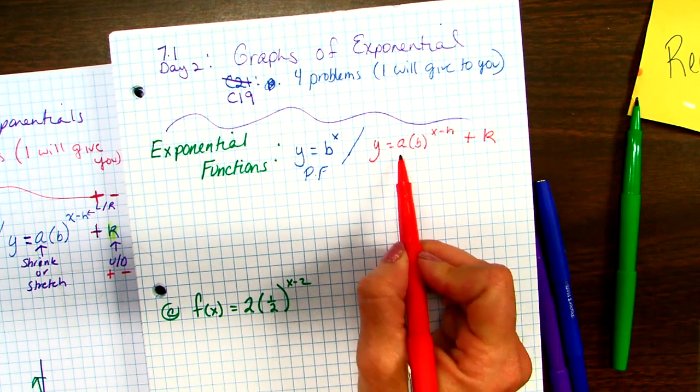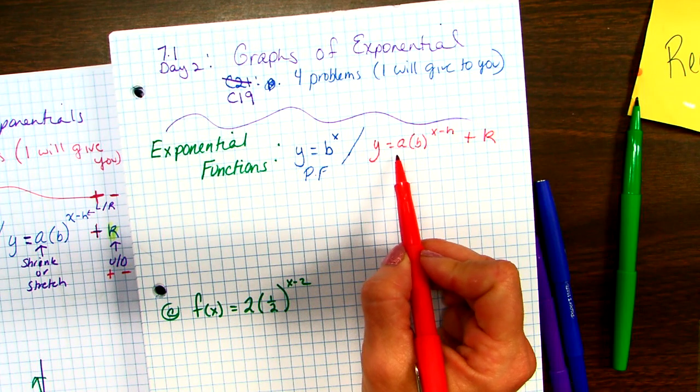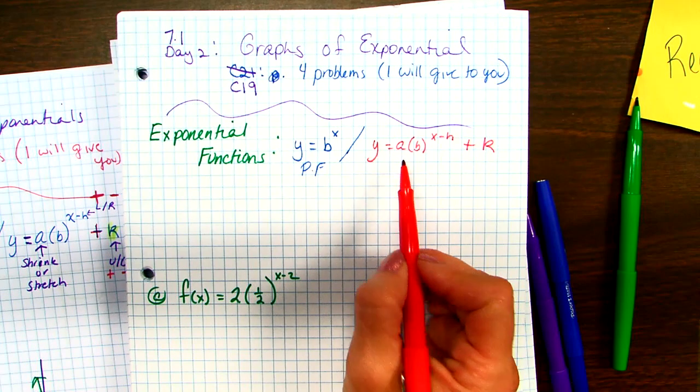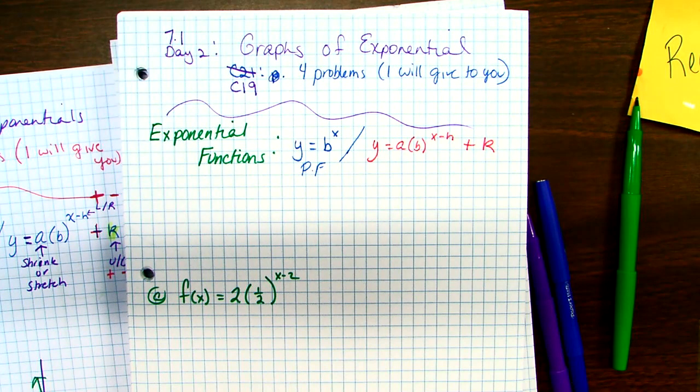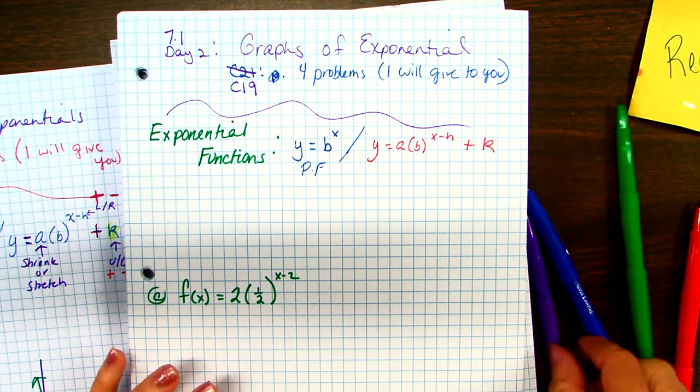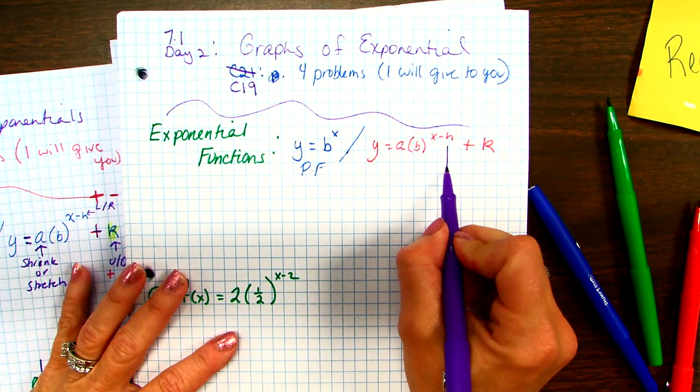Now I told you about a yesterday, but we didn't have any that had a in it. So today we're going to have a, which is a vertical stretch or shrink of your graph. So if you want to write this part again, you can.